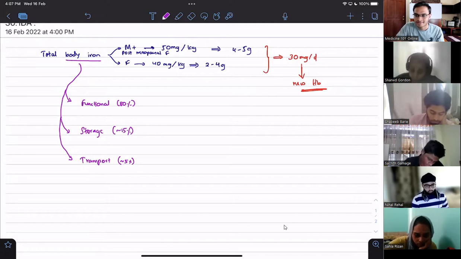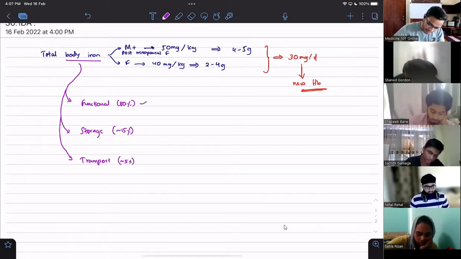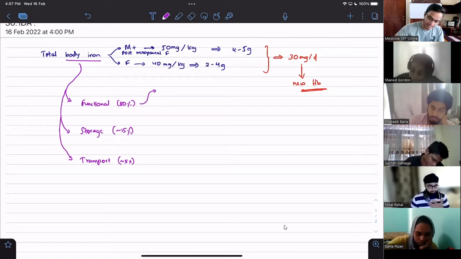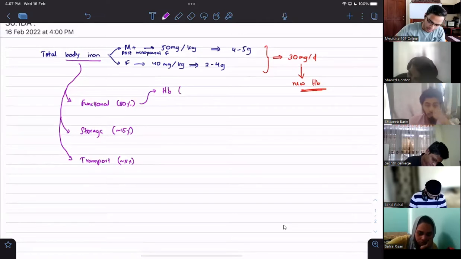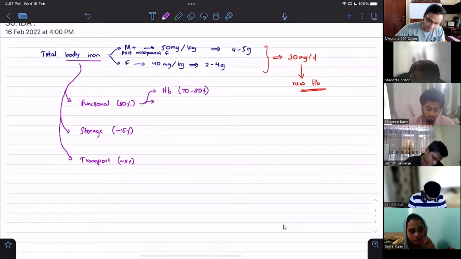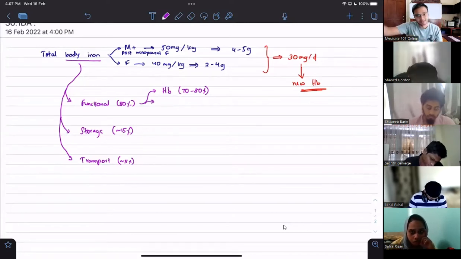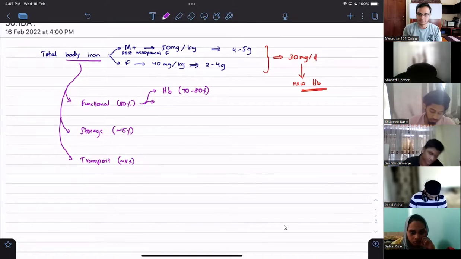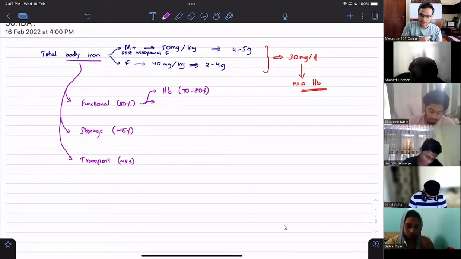Just now we discussed hemoglobin. Likewise, hemoglobin is the major functional form. It accounts for 70 to 80% here. And out of that 80%, another 70 to 80% of that 80% is hemoglobin. You all know a percentage of a percentage. That's what I'm talking about here.